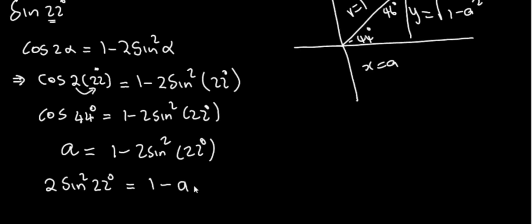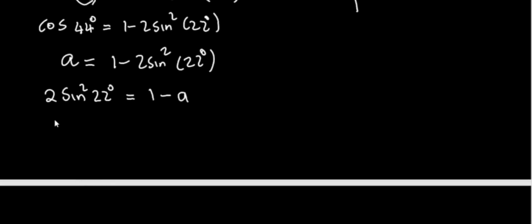Okay, so I think everything is good so far. We can just divide both sides by 2. Make sure that on this side you divide everything by 2. Therefore, what is the sine squared 22 degrees equal to? It's 1 minus a over 2.